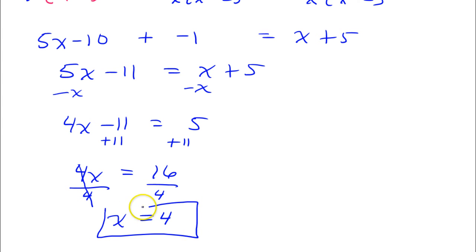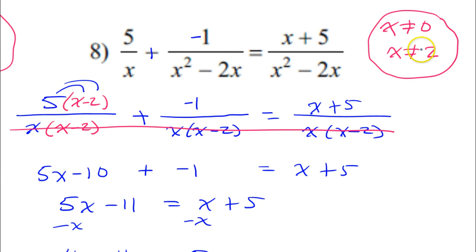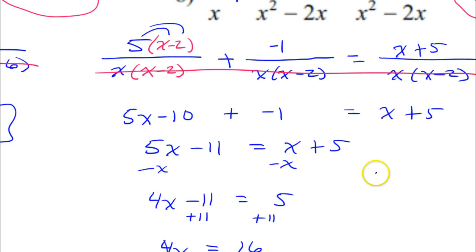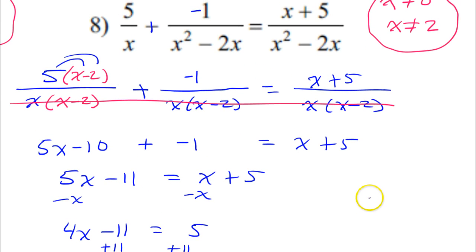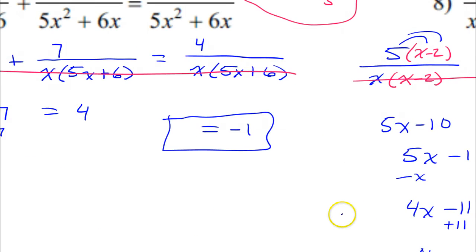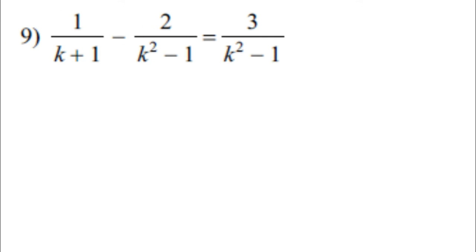So that is the solution as long as it is not excluded. Alright, that is not one of the excluded values. So there you go, x equals 4 for number 8. Okay, 2 more problems to go. Let's find number 9 and number 10. Oh, there it is. Alright, last 2 problems.